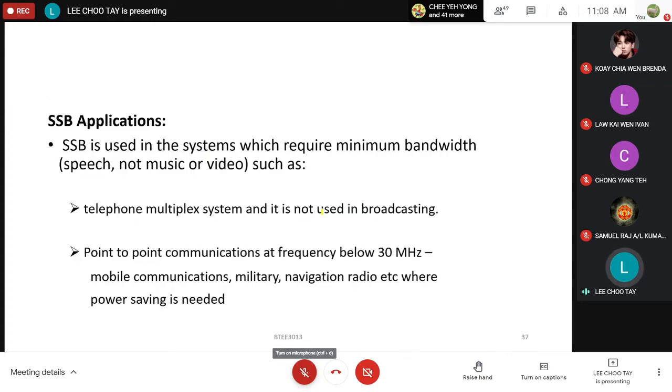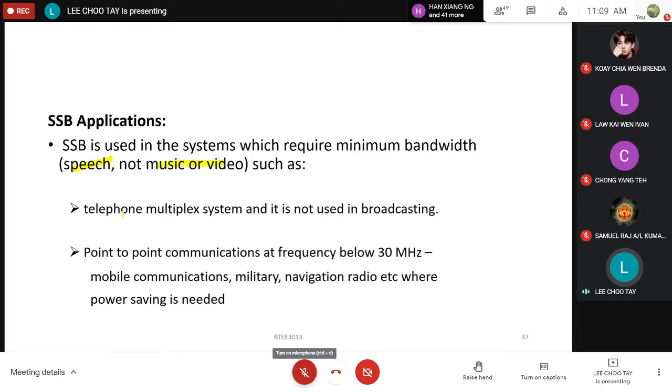Then the application of single sideband. Single sideband, as you can see, the bandwidth is very narrow, and we only transmit one sideband. Therefore, it's not suitable for any information that requires a lot of detail. It's more suitable for speech, because speech bandwidth is only 3 to 5 kilohertz. Music and video require a lot more bandwidth, so it's not suitable for single sideband application.